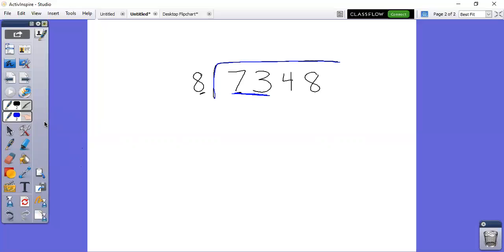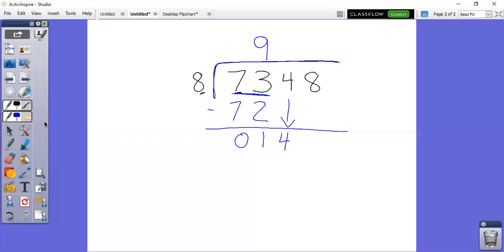8 times what is 72? Oh, 8 times 9. So I'm putting 9 up there. 9 times 8, kind of gave you that answer, 72. Now we're going to subtract. 73 minus 72 is 1. Okay, bring down our 4. Okay, those are the 4 steps.